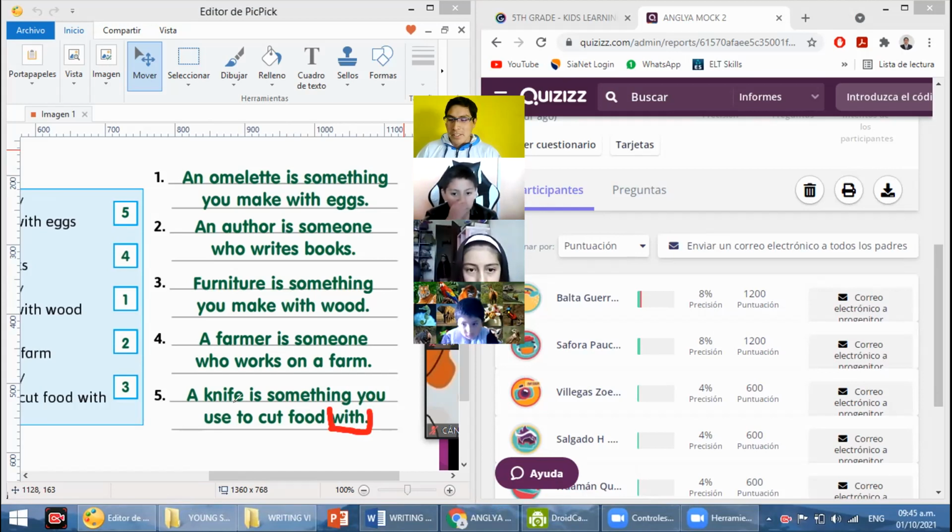For example, lo normal es, casi siempre decimos, I live with my parents. I live with my brothers. Hay veces en las que se utiliza de esta manera, el with al final. ¿Ok? It's possible to say. Si es que lo traduciríamos, se diría un cuchillo es algo que lo usamos para cortar comida, con el cual cortamos comida.